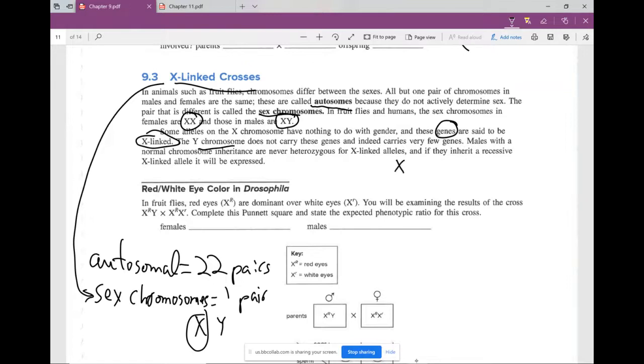So here's something for you guys to write down. X and Y chromosomes are not homologous. They do not pair up in meiosis. You do not want your X chromosome exchanging genetic material with your Y chromosome. They do not pair up. They do not carry the same types of genes, let alone the same traits.